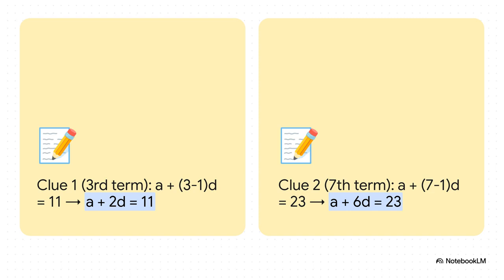We're going to turn each clue into its own equation. For the third term, we know n is 3. For the seventh term, n is 7. And just like that, we've got two equations. And if you've got two equations and two unknowns, you can totally solve it.